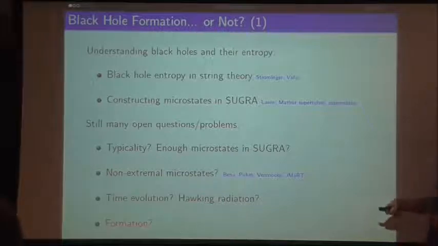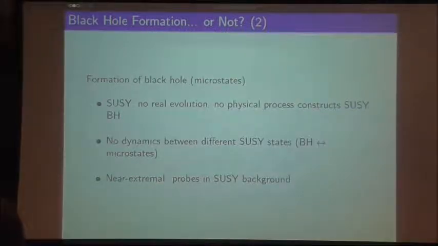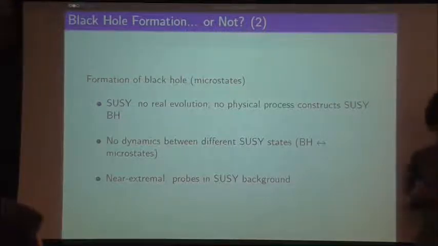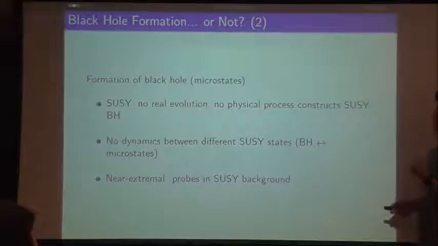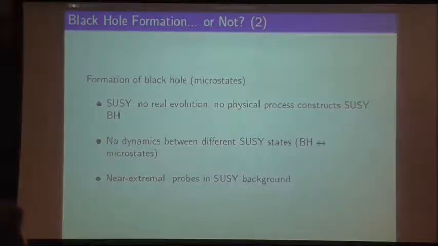And one thing that I'm going to focus on now is the formation of black holes. This is also something that you can't really study unless you have non-extremality. The reason for that is essentially that if you really do have supersymmetry, then there's no real evolution, right? There's no physical process that can construct a supersymmetric black hole. You always have to look at supersymmetric black holes as a kind of limiting process, but they can never really be constructed by a physical process. In particular, there's no dynamics between different supersymmetric states. So if I give you a supersymmetric black hole, it's going to stay that way. If I give you a microstate, it's going to stay that way. You're not going to see any kind of interesting dynamics going on.